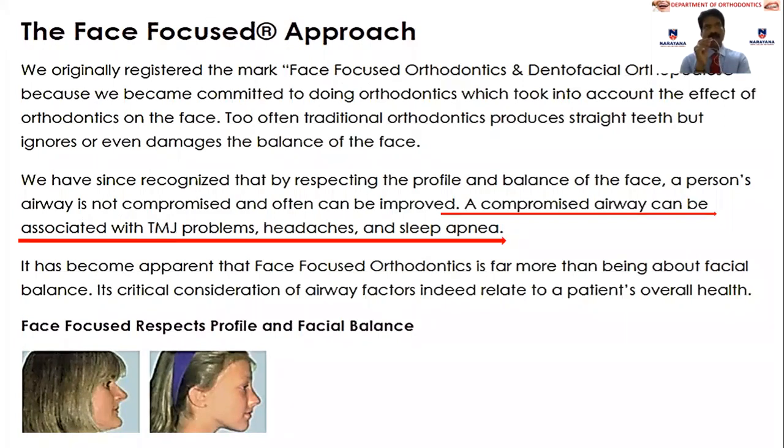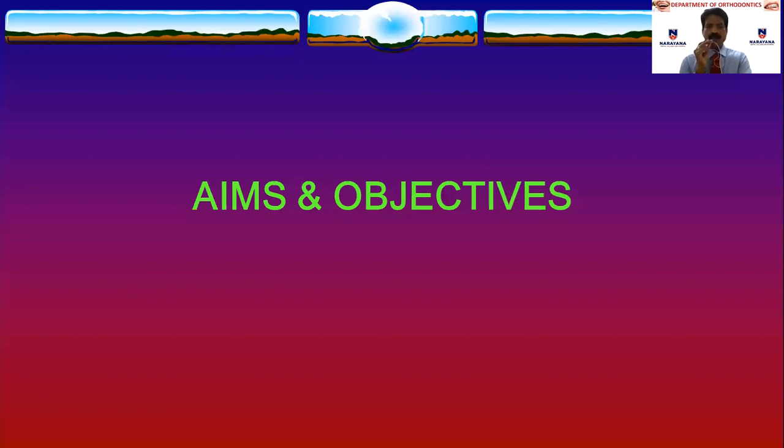So the face focused approach, you can see here that this is a recent thing. The face focused approach: a compromised airway can be associated with TMJ problems, headaches, and sleep apnea. I'll tell you later why the airway is important, why the orthodontist is bothered about the airway.